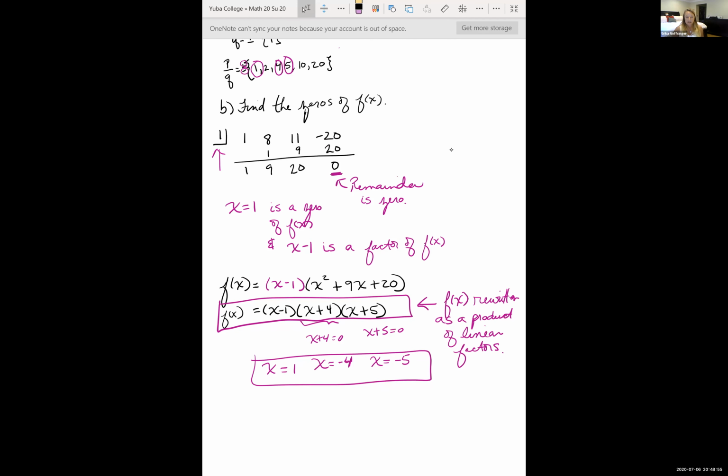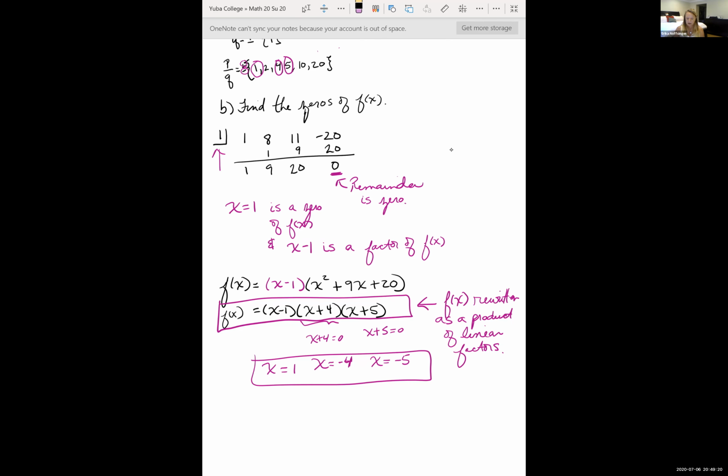Okay, so this could actually get kind of tedious. What if your constant had a huge, long list of factors? This one actually had quite a few. Or maybe our leading coefficient might have a lot of factors. And so there are other theorems that can actually help us limit down what numbers we need to test.